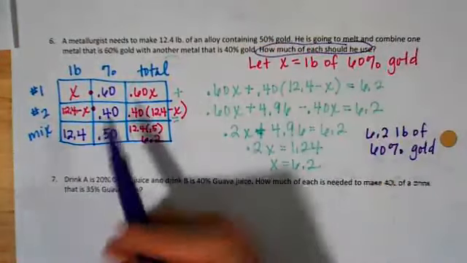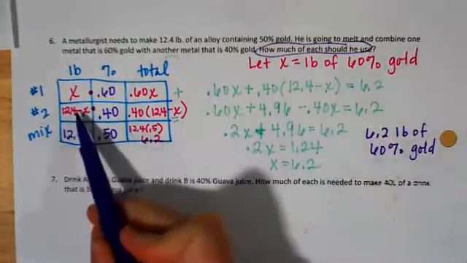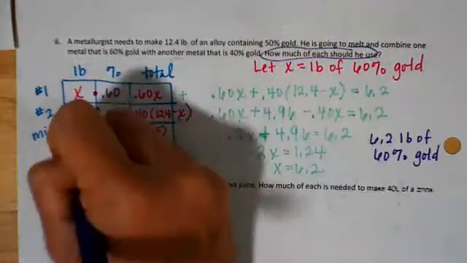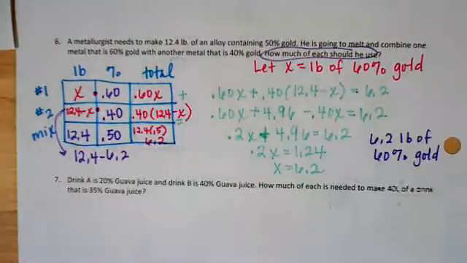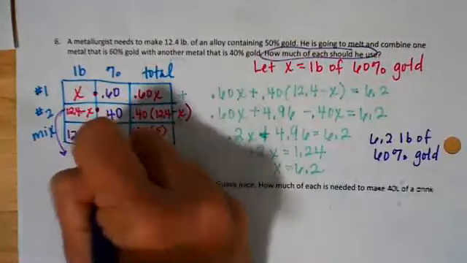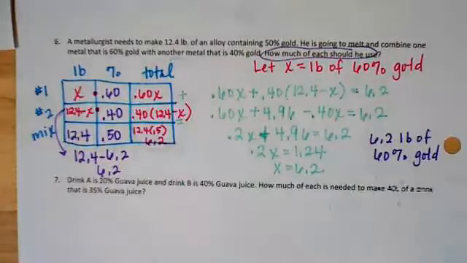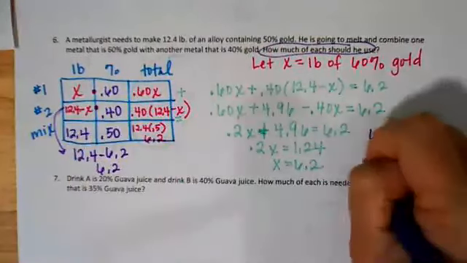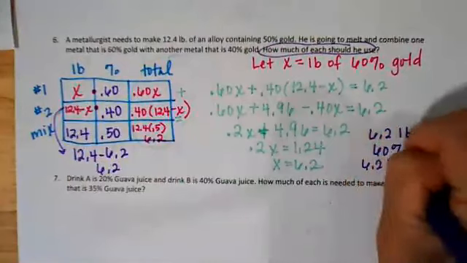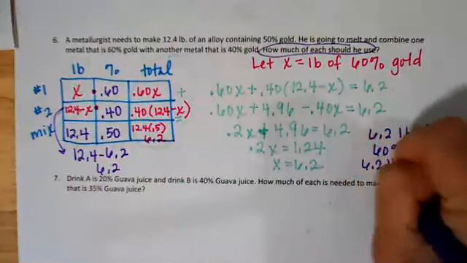And then remember, to find the amount of that 40% gold, I just need to come down here and do 12.4 minus X, which I know is 6.2. In this situation, it just so happens to be 6.2 also, but that isn't always the case. So I need 6.2 pounds of the 60% gold, and I also need 6.2 pounds of the 40% gold.